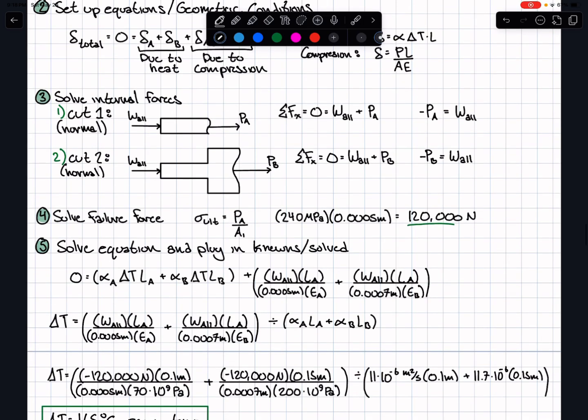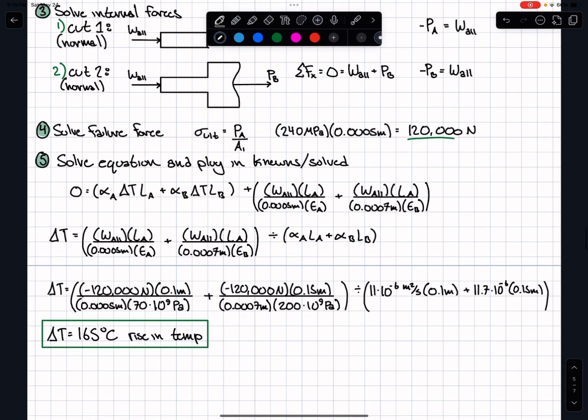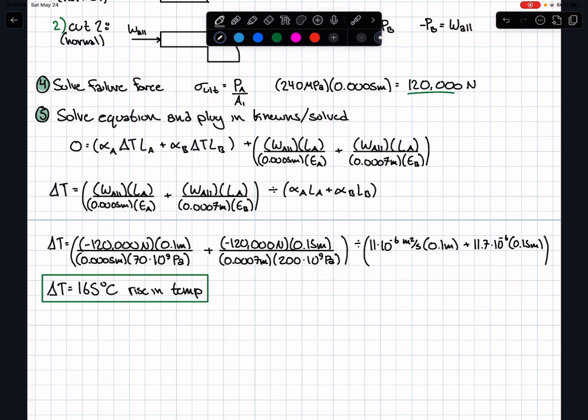We see from the graph that the ultimate stress is 240 megapascals, and we know that the area is 0.0005 meters squared. So we find that the force, the braking force, is going to be 120,000 newtons. From there, it's all just algebra and plugging in the known variables. So plugging in all these variables and rearranging, we get to the point where the change in temperature will have to be equal to 165 Celsius, and that corresponds to a rise in temperature.